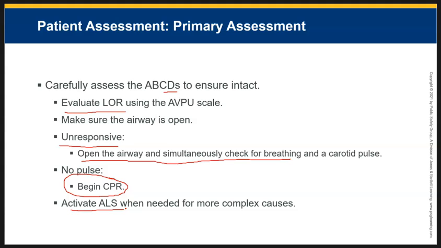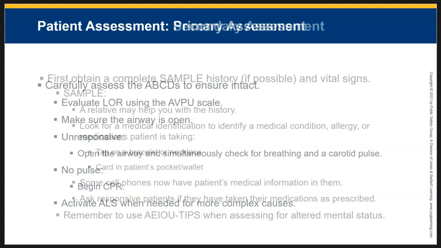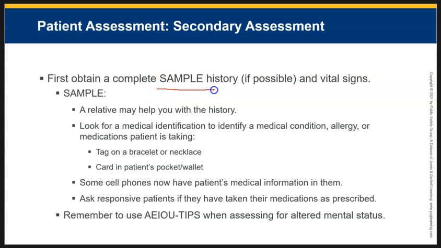and has no pulse. For the patient history, the SAMPLE history can give us a little bit of a clue, but if the patient has altered mental status, it's going to be a friend or a relative that's going to help you with that, or finding that medical ID tag, either bracelet or necklace. Sometimes patients have cell phones with their medical information, or even QR codes that can appear on their snow sports helmet. We're going to use our AEIOU TIPS mnemonic to assess for altered mental status.